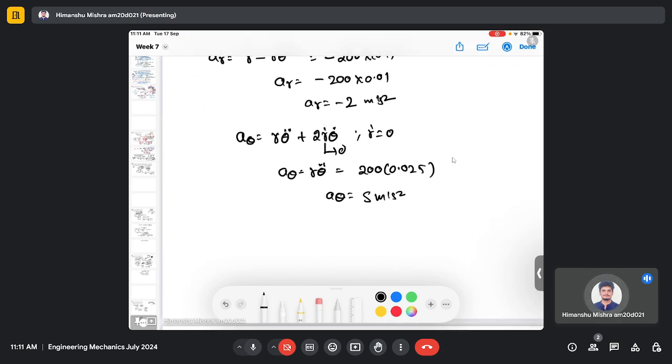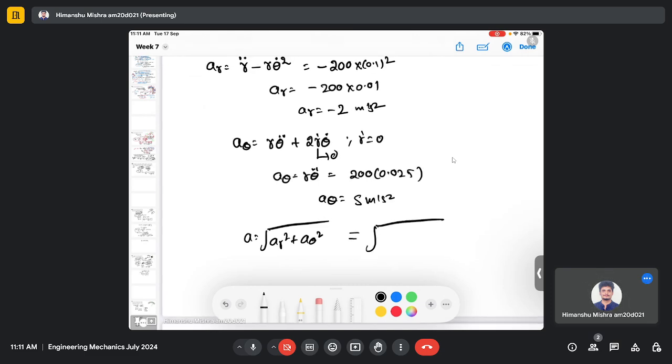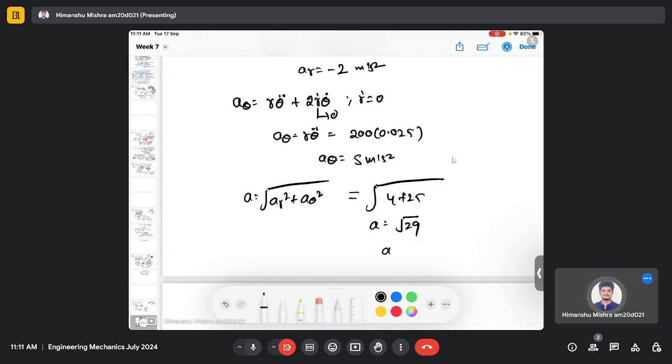To find the magnitude we have the square root of a r square plus a theta square. So it will be 4 plus 25, so a will be root 29, which will give acceleration as 5.38 meter per second square. So this is my value of acceleration.